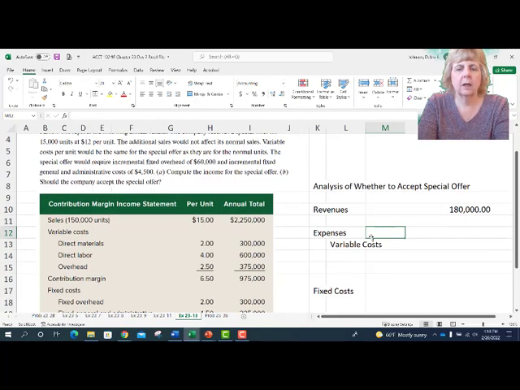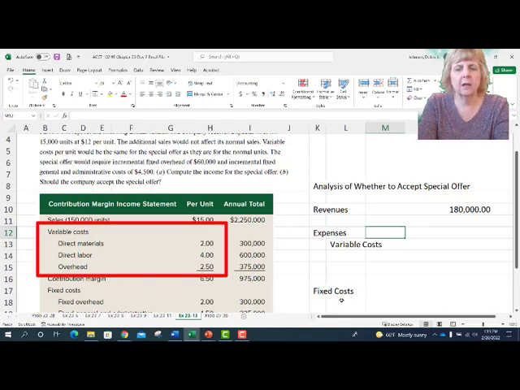Now I need to take a look at my incremental costs, which will be any variable costs associated with producing the units, as well as any type of incremental fixed costs. So that's what we're looking for here. It says the additional sales would not affect its normal sales. Variable cost per unit would be the same for the special offer as they are for the normal units. Okay, they just got done telling us about variable costs. So I'm going to go ahead and take a look at those now.